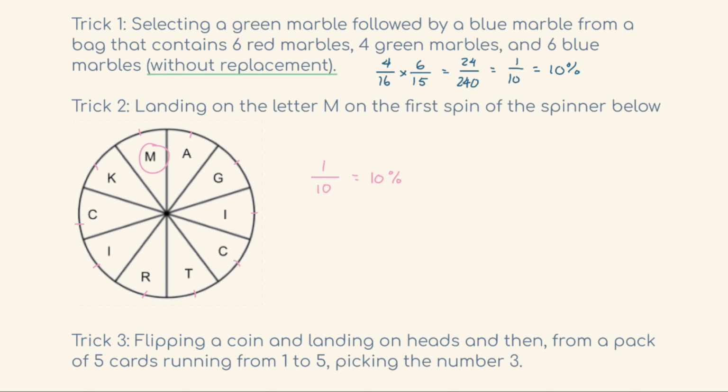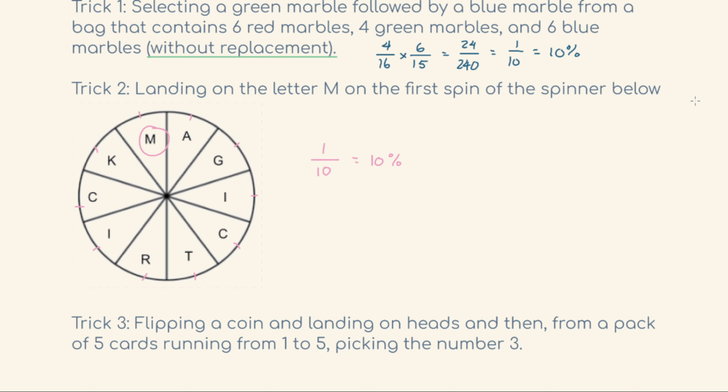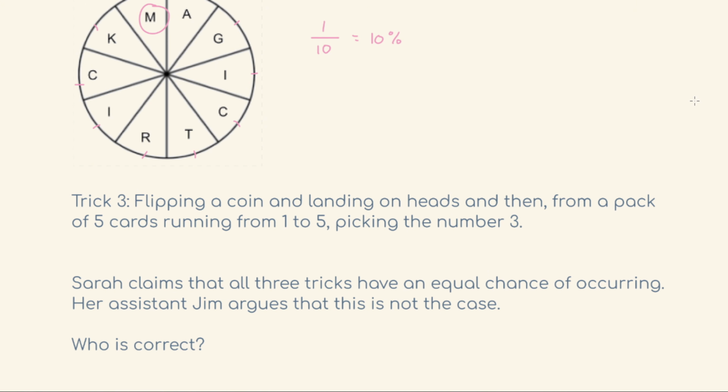Okay. And last but not least here, trick number 3 is flipping a coin and landing on heads, and then from a pack of 5 cards running from 1 to 5, picking the number 3. So, okay, let's look at the first event, which is flipping a coin and landing on heads. Well, we know a coin toss is a 50-50 chance, right, as long as it's fair. And if it doesn't specify that it's not fair, then we're going to assume this coin is a fair coin. It's 50-50, okay? So the probability of landing on heads is going to be 1 out of 2.